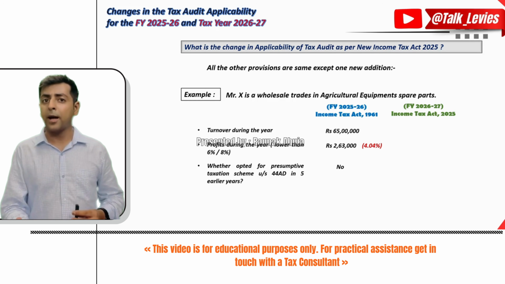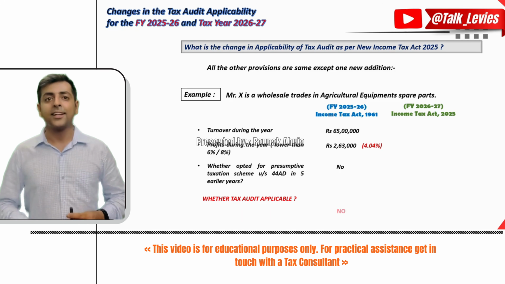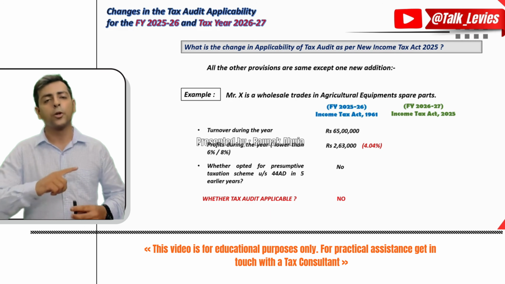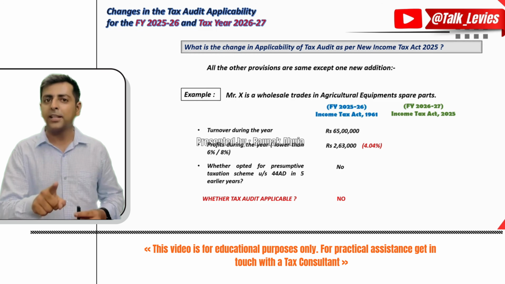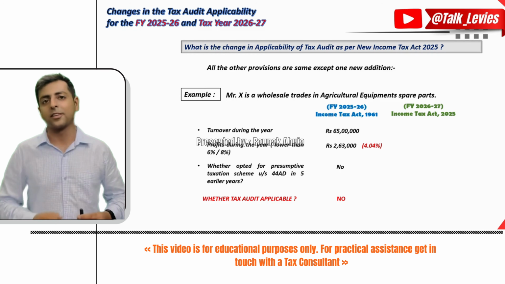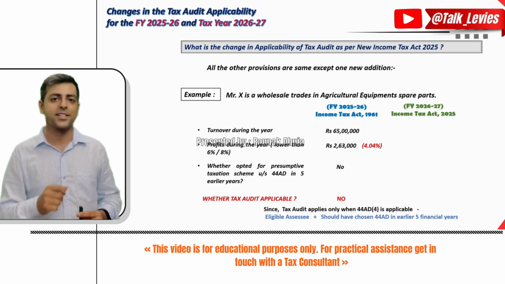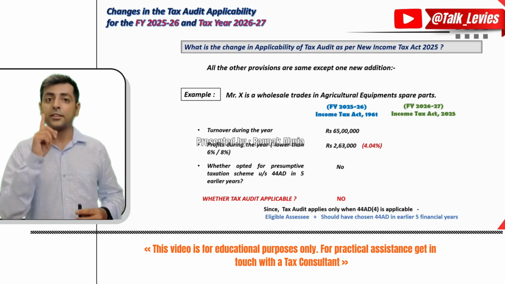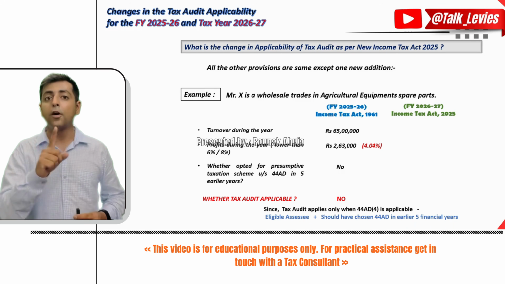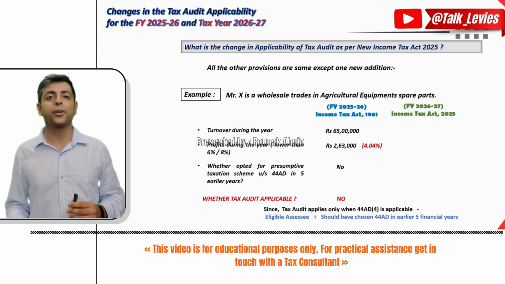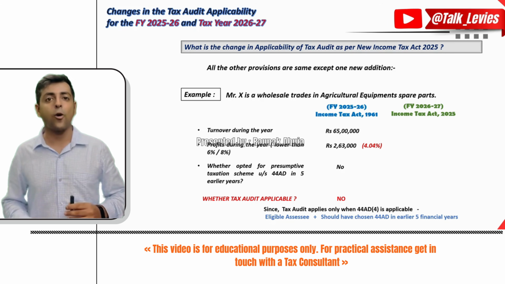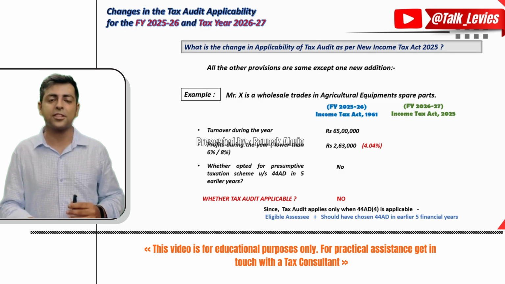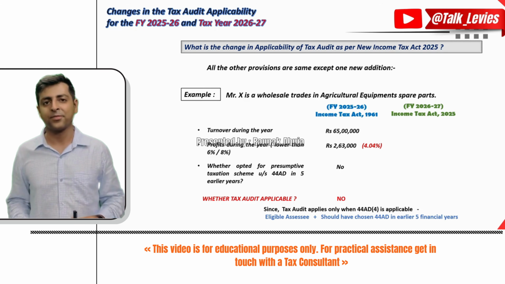Now, will the tax audit be applicable in this case? The answer would be no, the tax audit will not be applicable. This is because the change that we just discussed is applicable from the tax year 2026-27 and not from the financial year 25-26. Further, the tax audit would have been applicable in this case if Section 44AD subsection 4 would have applied. And Section 44AD subsection 4 applies when the assessee is an eligible business and has opted to pay taxes under the presumptive taxation scheme in previous 5 financial years.